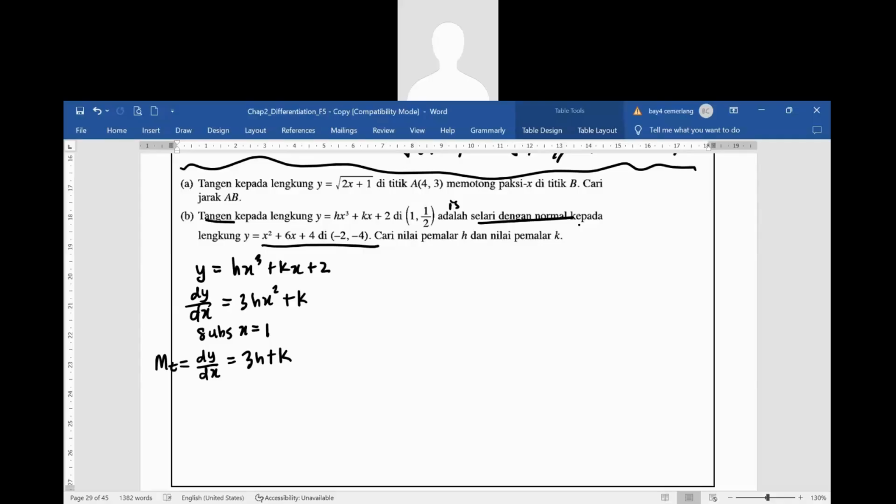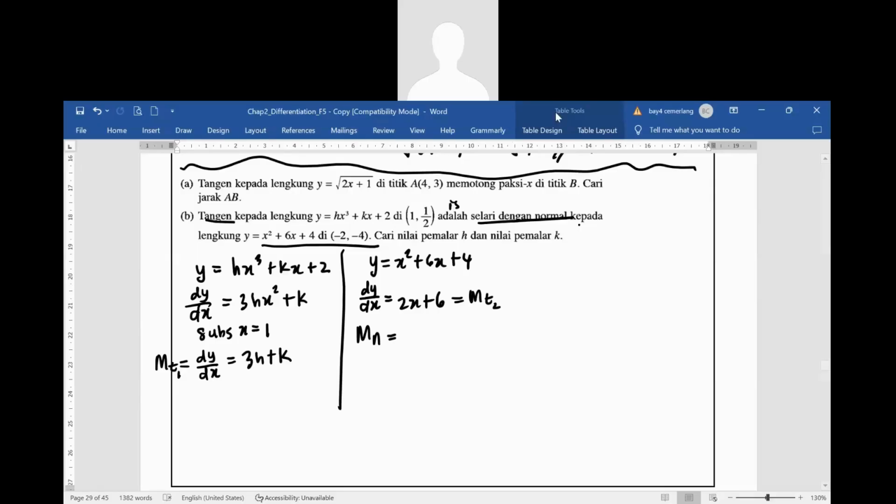Okay, gradient of tangent. Now for the second line, the normal to the curve. This is a bit harder, it's a bit longer. The second curve is y equals x squared plus 6x plus 4. If we find its dy/dx, it's 2x plus 6, and this is also the gradient of a tangent. To differentiate, I call this tangent 1 and this tangent 2. Okay, so you want to find the gradient of the normal.